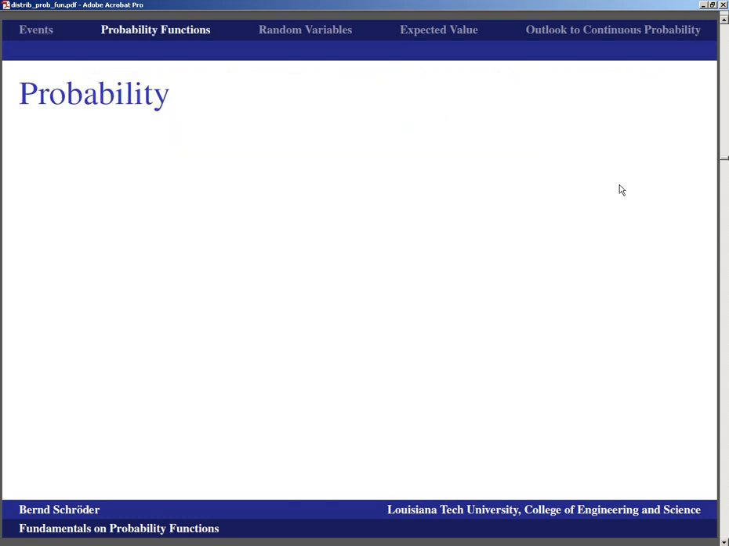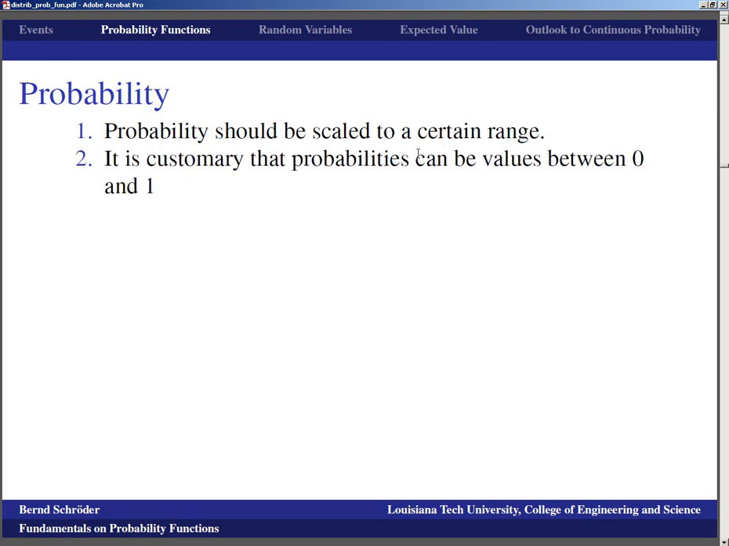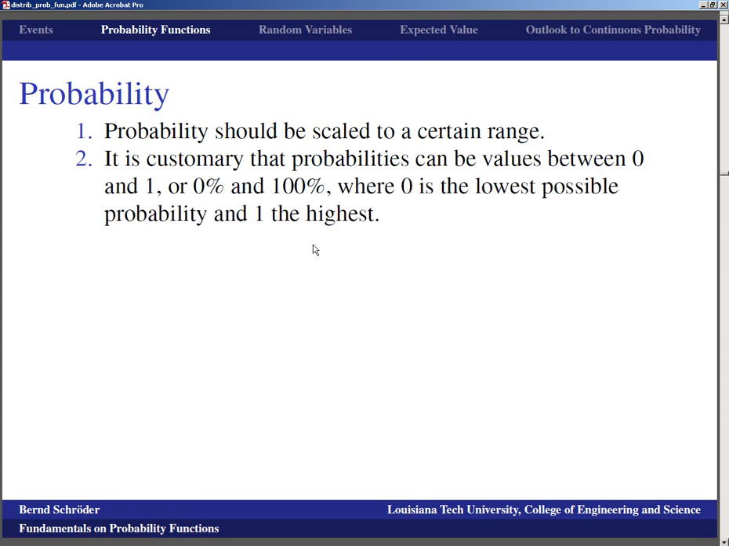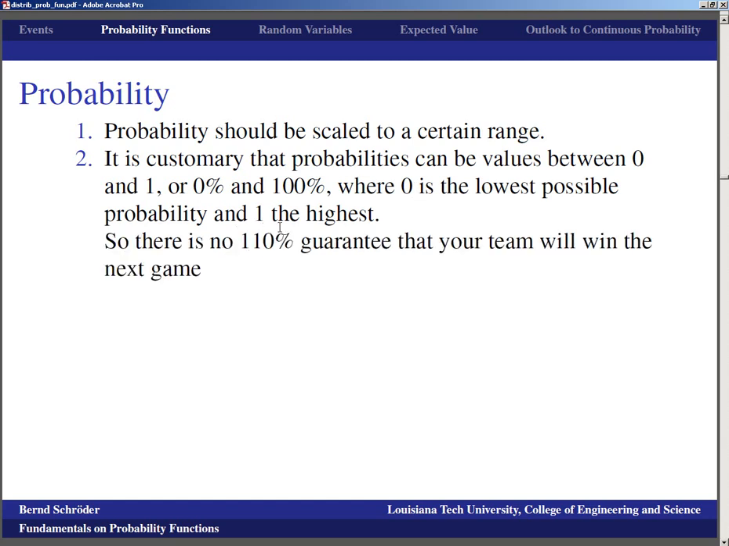And so now what we want to do is we want to assign probability to these things. And so what is a sensible probability function? Probability should be scaled to a certain range. And it is customary that probabilities are values between 0 and 1, or between 0% and 100%. That is the scaling. 0% is something that is virtually impossible, 100% is something that is virtually certain. So 0 is the lowest possible probability and 1 is the highest.